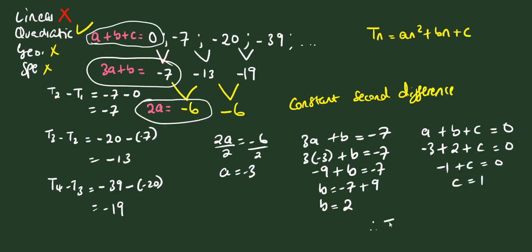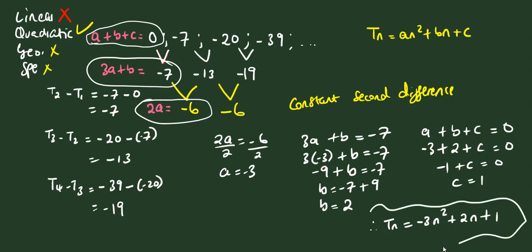Therefore you just plug in now. Instead of writing a, I'm going to write negative 3. I have negative 3n squared. And instead of writing b, I'm going to write 2. So I have 2n. Instead of writing c, I'm going to write 1. Then this is the general term of that quadratic number pattern.